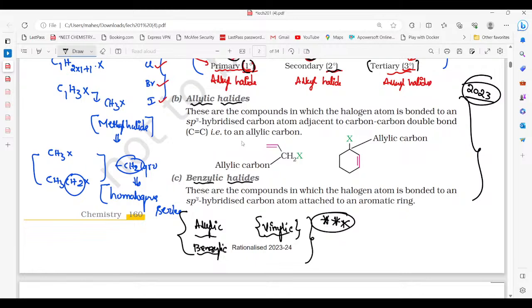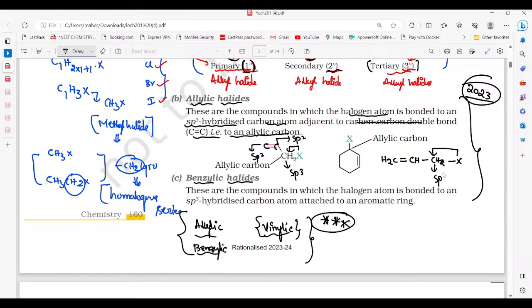Now let us try to understand what is meant by allylic halogens. These are the compounds in which the halogen atom is attached to an sp3 hybridized carbon atom which is adjacent to a carbon-carbon double bond, that is, to an allylic carbon. The halogen-attached carbon is sp3 hybridized, but the remaining two carbons, where the double bond is involved, are both sp2. So we write CH2=CH-CH2-X. This halogen-attached carbon is sp3, and the other two carbons are sp2. In this way, you will identify the allylic carbon in a given functional group.